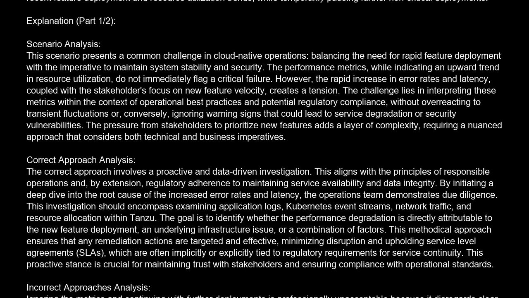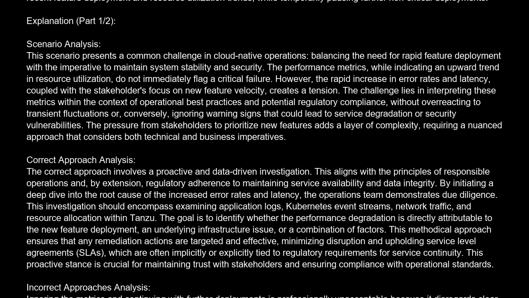tension. The challenge lies in interpreting these metrics within the context of operational best practices and potential regulatory compliance, without overreacting to transient fluctuations or, conversely, ignoring warning signs that could lead to service degradation or security vulnerabilities. The pressure from stakeholders to prioritize new features adds a layer of complexity, requiring a nuanced approach that considers both technical and business imperatives.